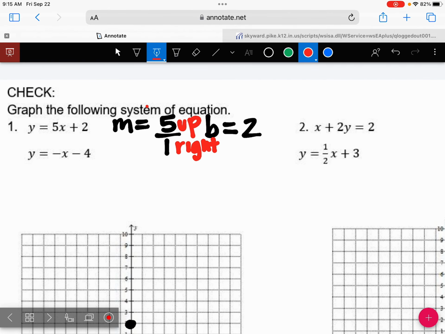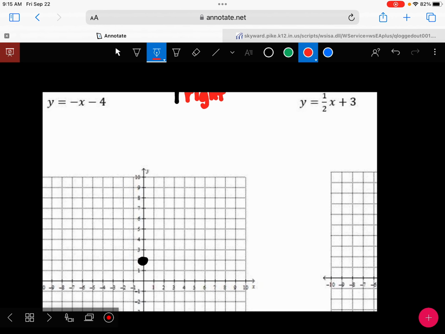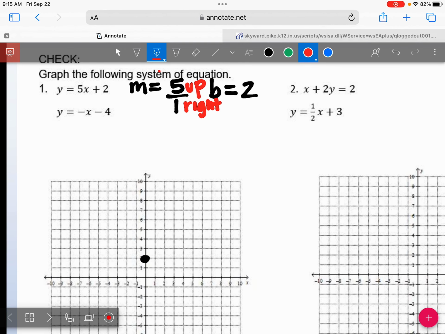So I'm going to put a lot of points because I want to make sure that I get the solution right. So I'm going to move up 5. So from this point, go up 5. 1, 2, 3, 4, 5. To the right 1, put a point.